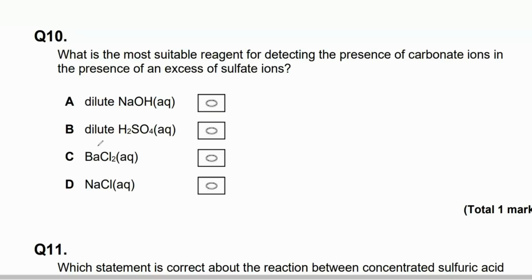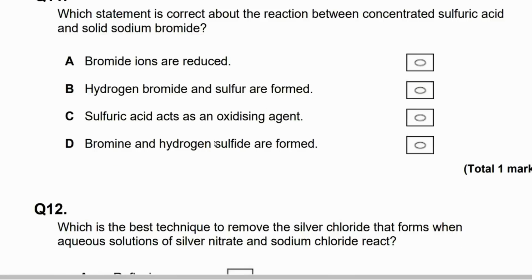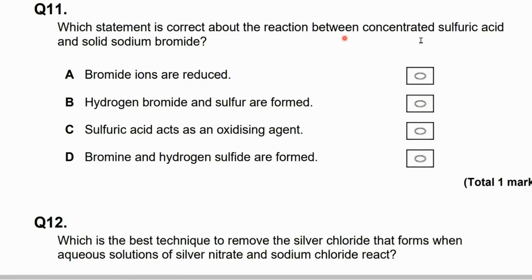Okay, question 10. What is the most suitable reagent for detecting the presence of carbonate ions in the presence of excess sulfate ions? So, if you've got carbonate ions, what's the easiest way to detect that you're dealing with something like calcium carbonate or magnesium carbonate? Well, from GCSE, you can add an acid. You could add hydrochloric acid, but we can add sulfuric acid here, and that's going to form carbon dioxide as a product, which we can then do the lime water test on, and that will allow us to know that carbonate ions were present.